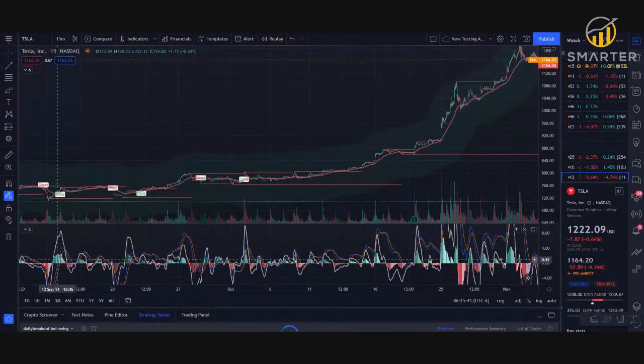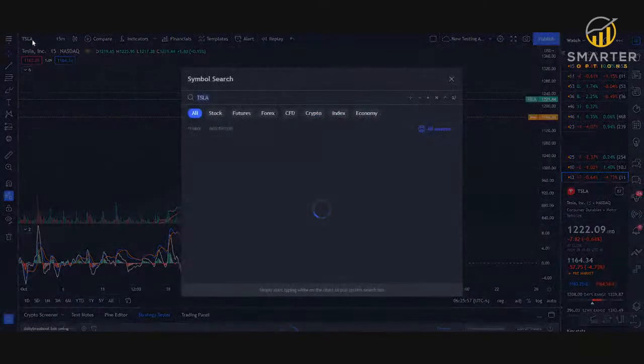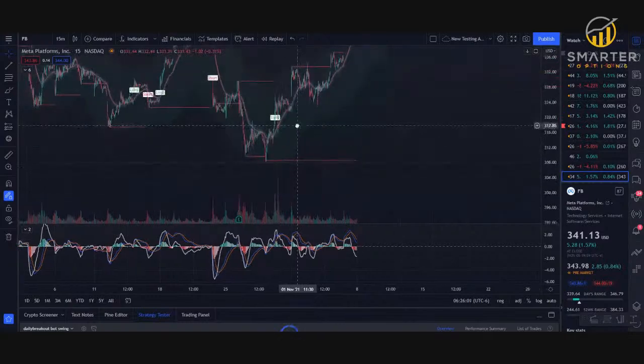This is why I'd use the MACD, because this says short, but right here, you can see the MACD was crossing back up. I wouldn't have taken that. Short, MACD was crossing back up. Maybe let's look at a different stock. Let's go look at Facebook on the 15-minute chart.